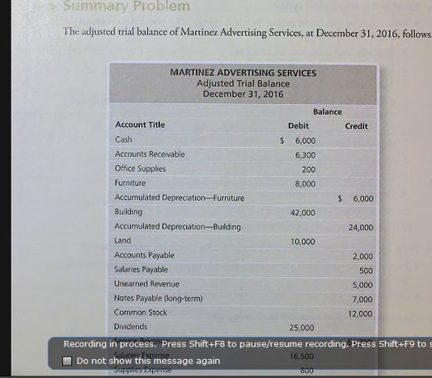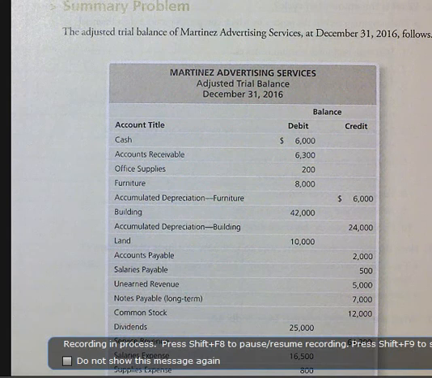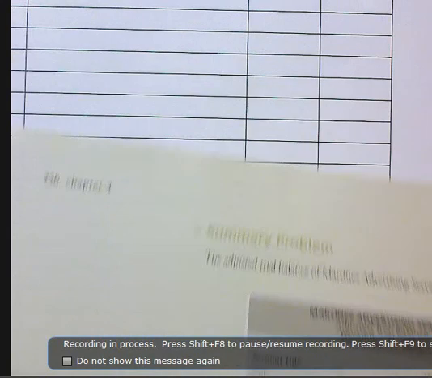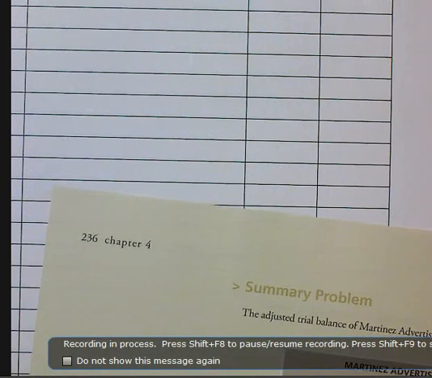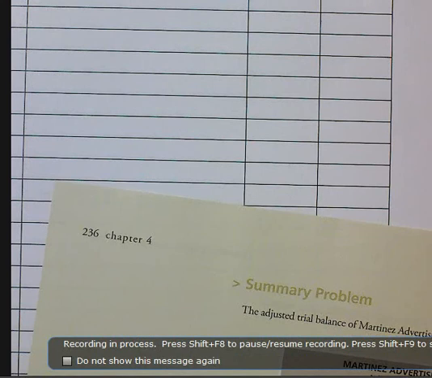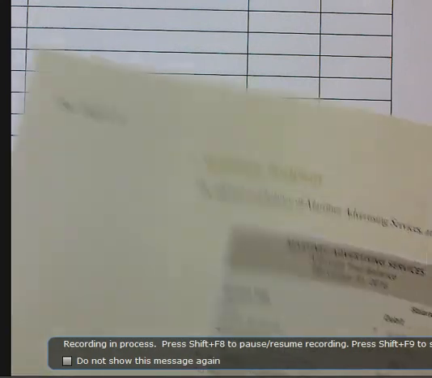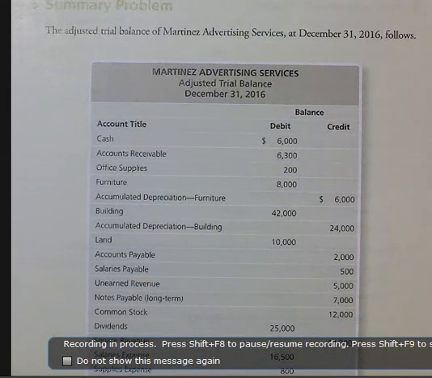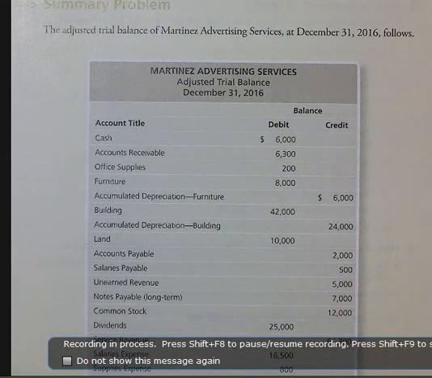Okay, I'm going to show you how to write some closing journal entries, and I'm going to use the information that's on page 236 of your textbook at the end of chapter 4. It's a summary problem, and if you take a look at that page, you have the adjusted trial balance for Martinez Advertising Services. So we need to close out our temporary accounts, and that's going to include all of our revenue accounts, all of our expense accounts, and our dividends.